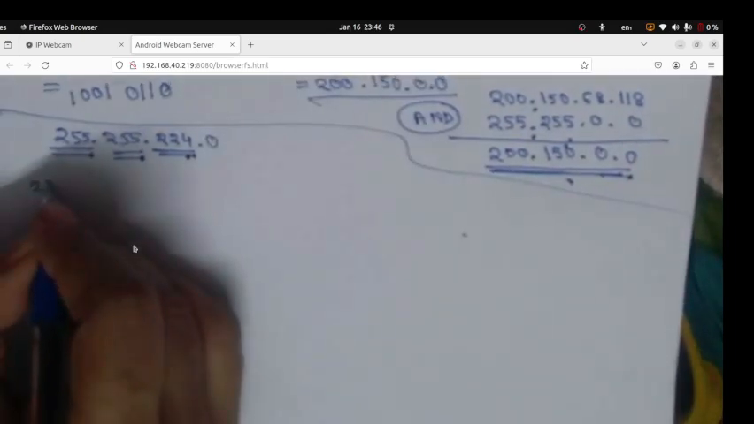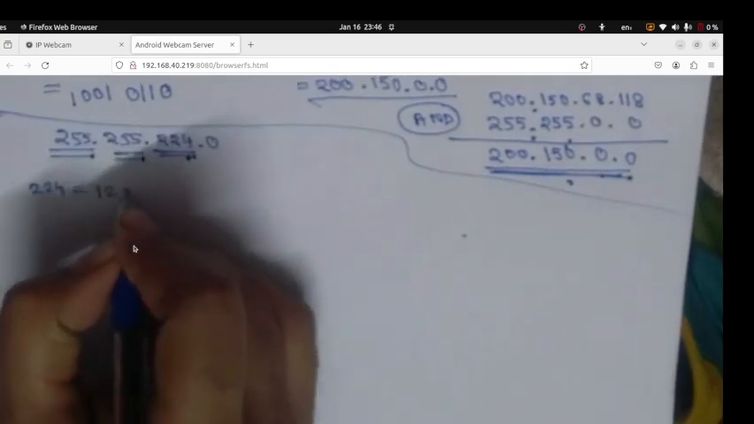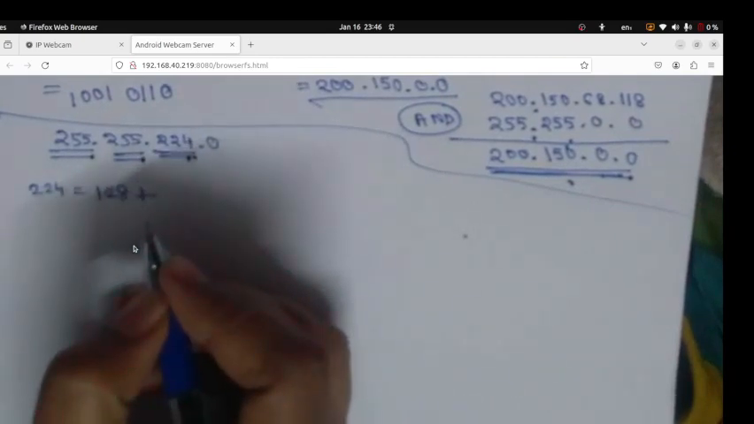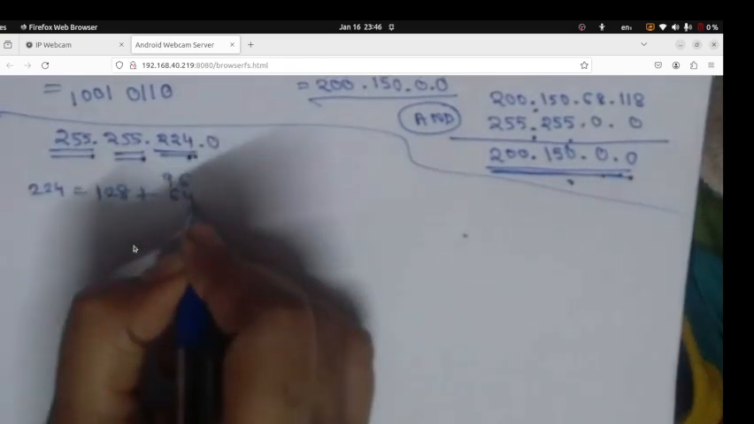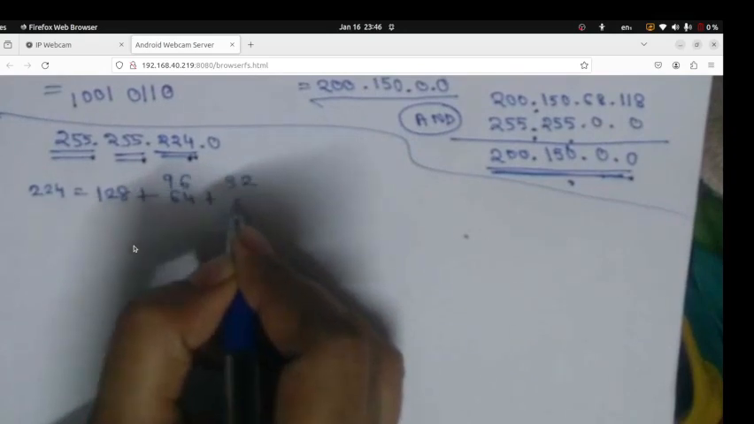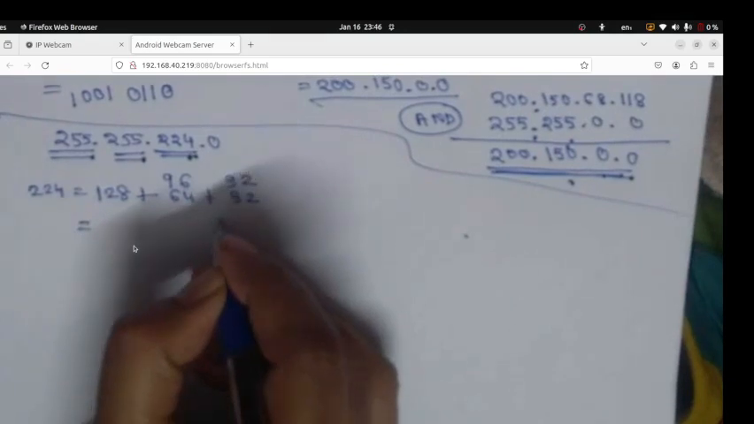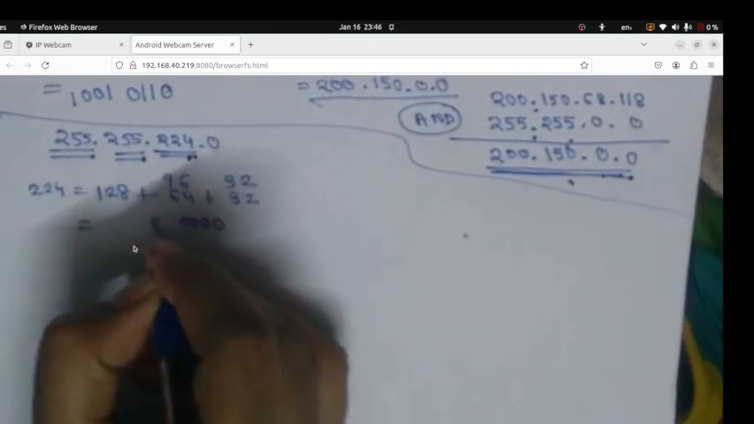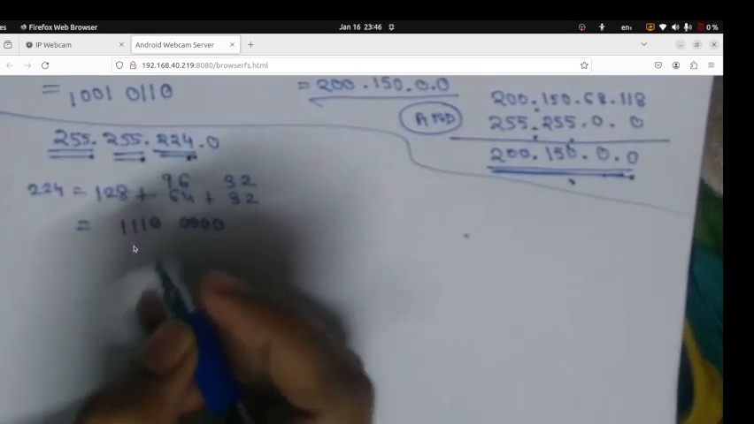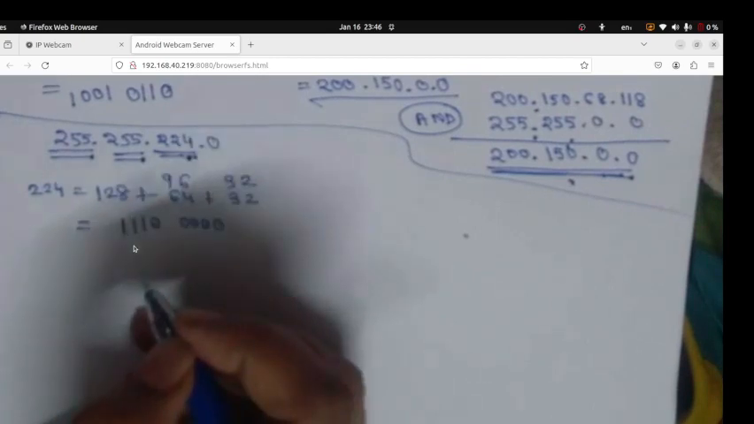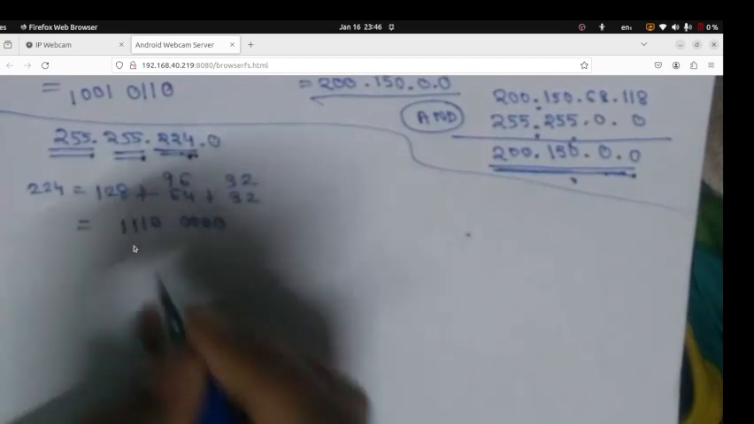For 224, the maximum value is 128. The remaining is 96, so 64 will be there, then 32. So what will be the binary equivalent of 224? 1, 2, 4, 8, 16, 32, 64, 128. That is the value for 224. Then from the destination address, I will do the bitwise masking. So what will happen?